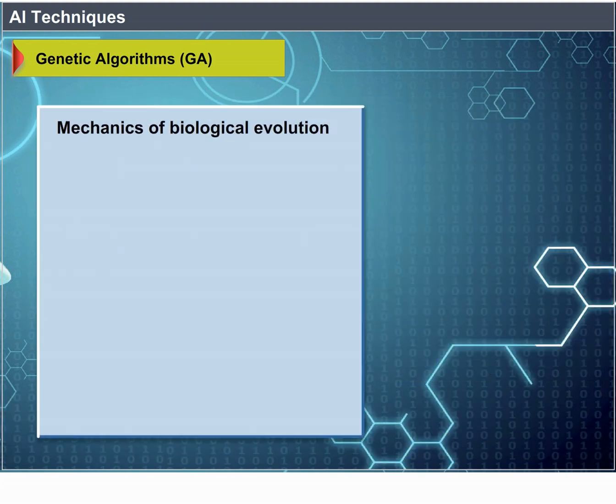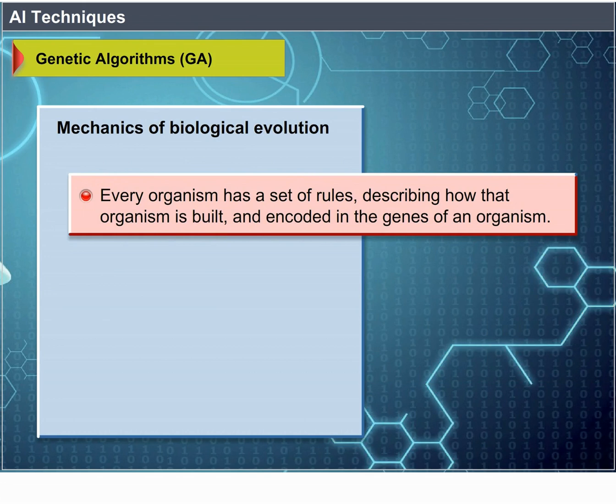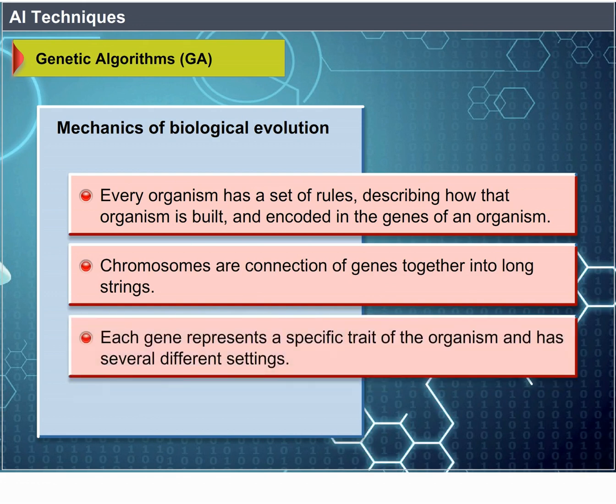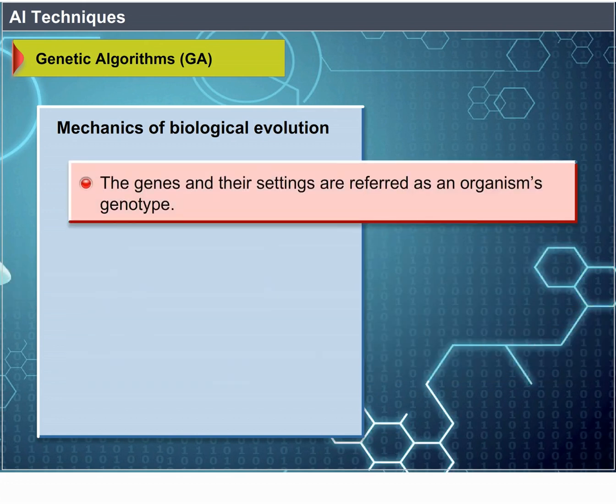Mechanics of biological evolution. Every organism has a set of rules describing how that organism is built, encoded in the genes of the organism. Chromosomes are genes connected together into long strings. Each gene represents a specific trait of the organism and has several different settings. The genes and their settings are referred to as an organism's genotype.